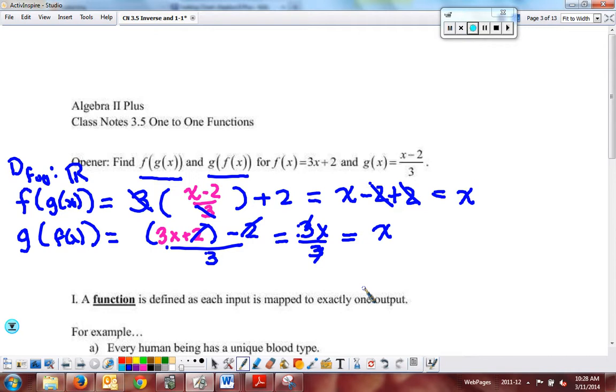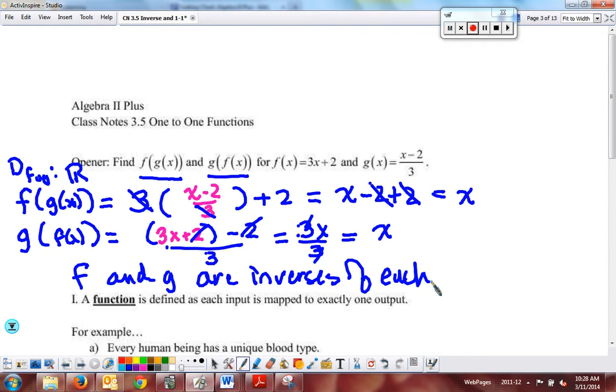Now, you had several of these for homework. Does that mean that every time I do f of g of x and g of f of x, I get x? No. There must be a reason why we keep looking at these functions that happen to end up being x. They are inverse functions of each other. F and g, oops, can't spell, f and g are inverses of each other.